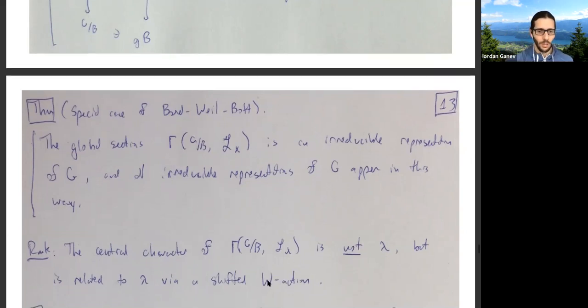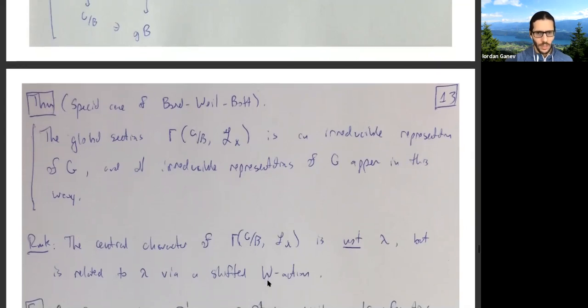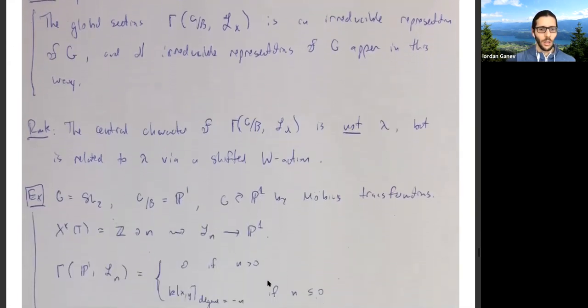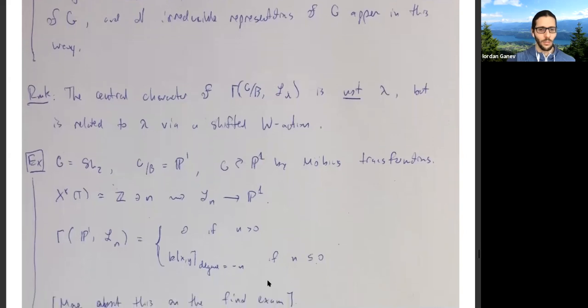Okay, so that's a special case of the Borel-Bott theorem. The example of SL2 is the following. There, the flag variety is just P1, and the action of G is by Mobius transformations, so SL2 acts on P1. The character lattice in this case is just the integers, so for any integer we get a line bundle on P1.